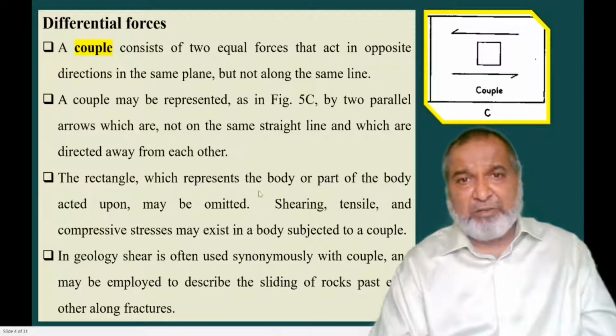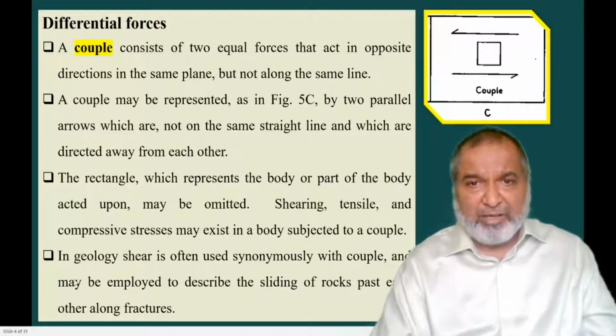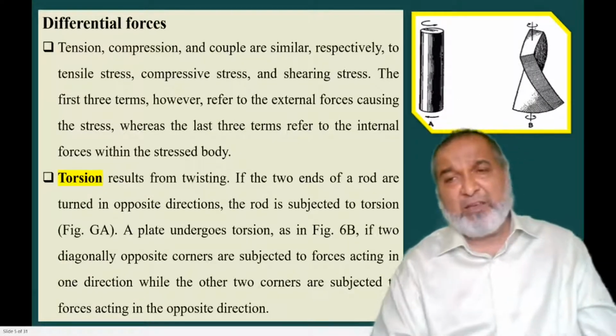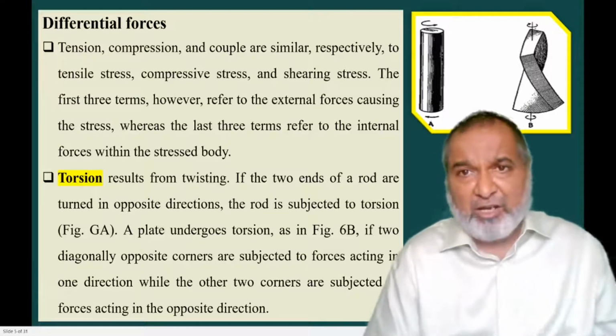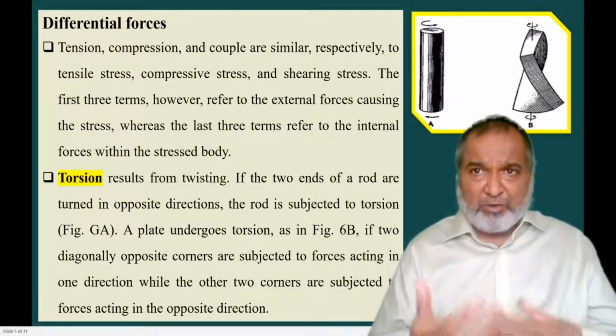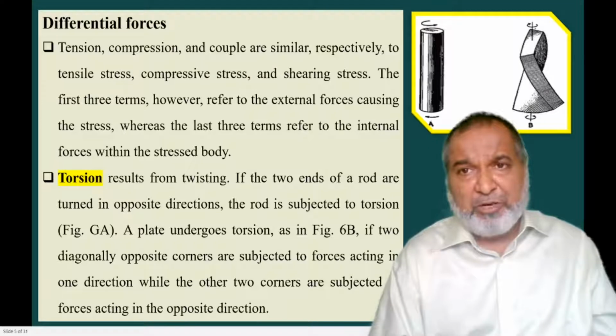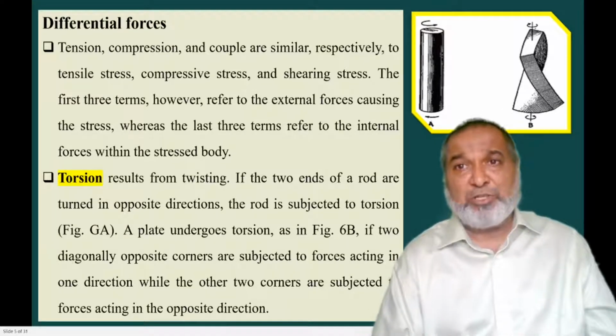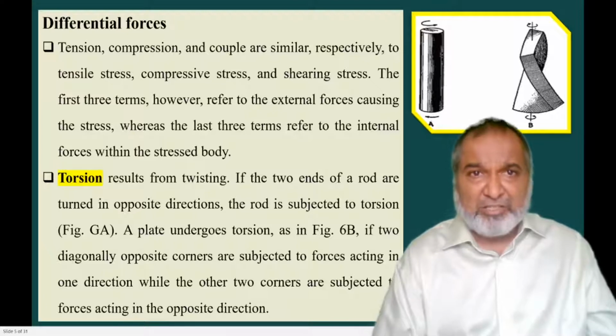The rectangle which represents the body or a part of a body acted upon may be omitted, and shearing, tensile and compressive stress may exist in a body subjected to a couple. So we want to see what types of structural forces there are in nature, and on the basis of that we can find out how to apply them when identifying the origin of the various structures.